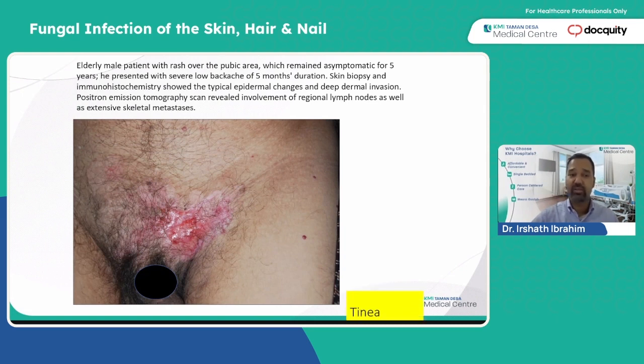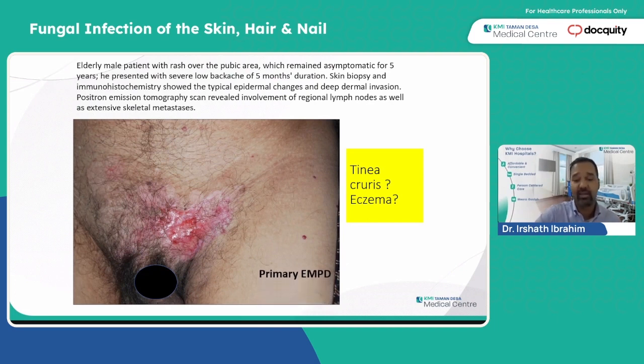Is it really tinea cruris, or is it eczema that after scratching has become very thickened, where lichenification has developed? But if you get a skin biopsy like this, then you need to consider primary extramammary Paget's disease. You may have heard of Paget's disease. It's a ductal carcinoma of the breast or areola, but the extramammary ones can affect the skin. So this is actually a cutaneous adenocarcinoma. It's an intraepithelial adenocarcinoma, termed primary extramammary Paget's disease.